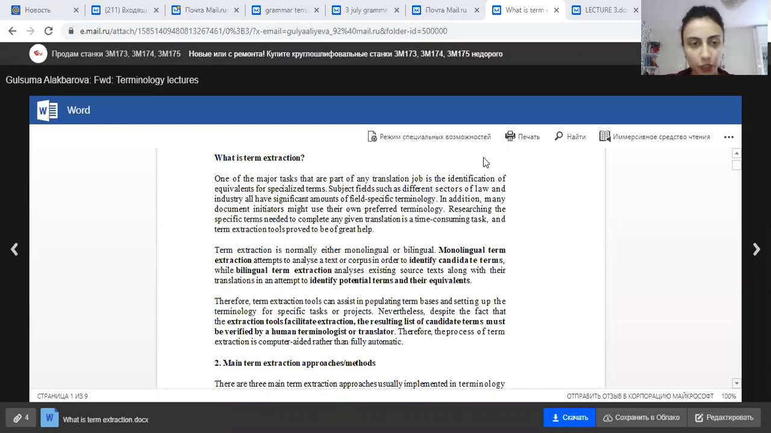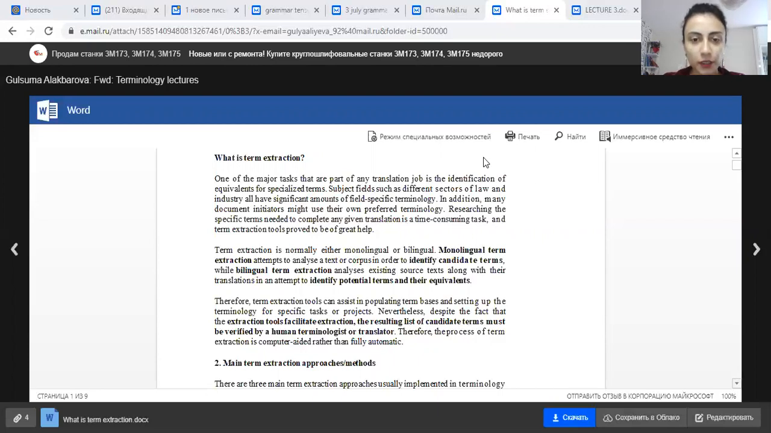Terminology and documentation. Firstly, we'll try to understand what term extraction is, what the purposes of term extraction are, and also the methods of researching terms, methods of implementing this extraction process. Let's remember what term extraction is.